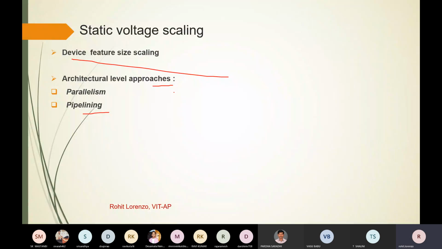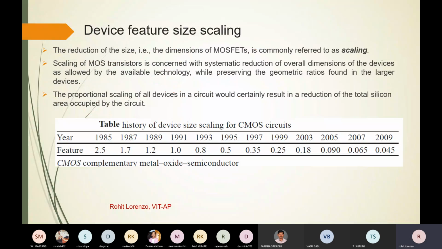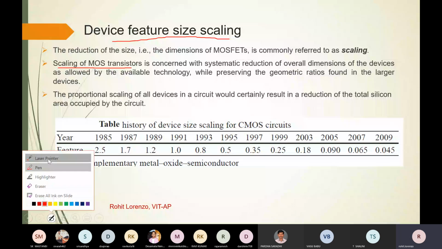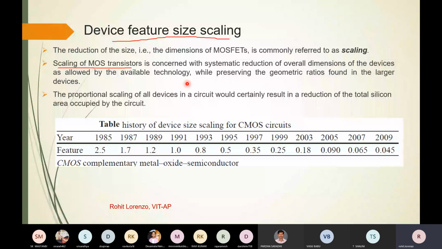So device feature scaling, you may already know, is the scaling of the MOSFET transistor. Scaling is concerned with the systematic reduction of the overall dimensions of the devices, as allowed by suitable available technology, while preserving the geometric ratios found in the larger devices. So it is just a reduction of sizes. Earlier, in 1985, it was 250 nanometer, and by 2009 it reached 45 nanometer.